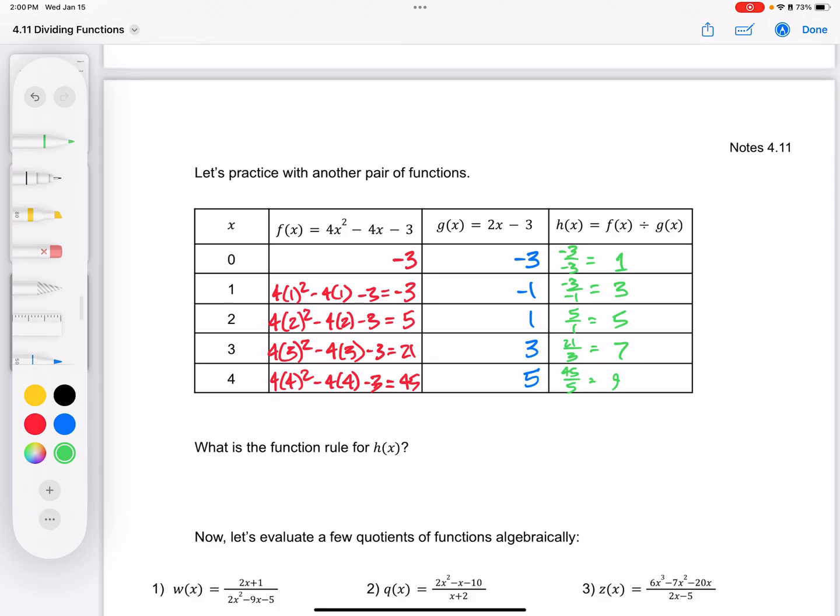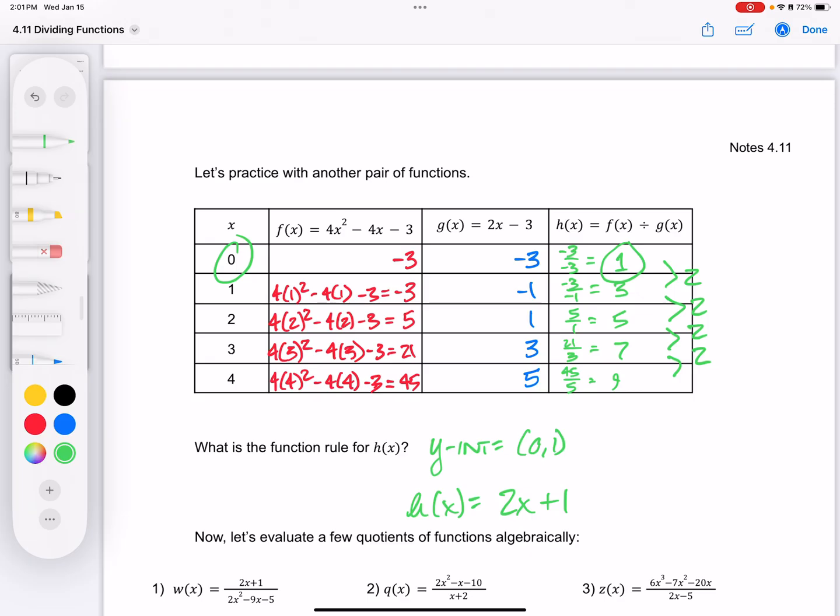Well, we know we can look at this. We got this point (0, 1). All right, so our y-intercept, where x equals 0, is (0, 1). And then it goes up by 2 each time. So this is h of x equals 2x plus 1.